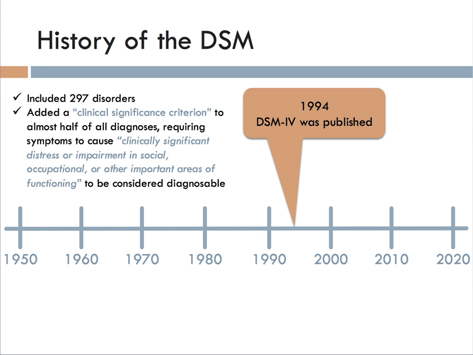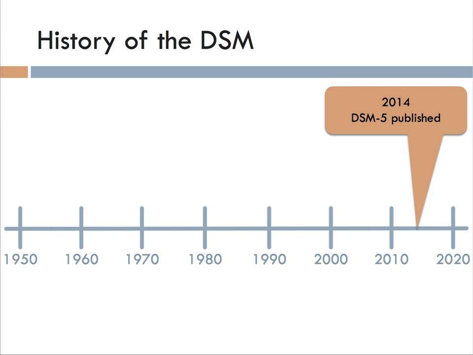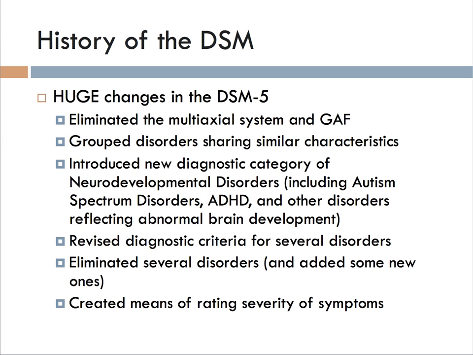And this multi-axial system of diagnosis was maintained when the DSM was revised in 1994, as well as when the DSM-4 text revision, or TR, was published in 2000. But when the fifth edition of the DSM was published in 2014, we saw huge changes to the structure of diagnoses, as well as what disorders were included.